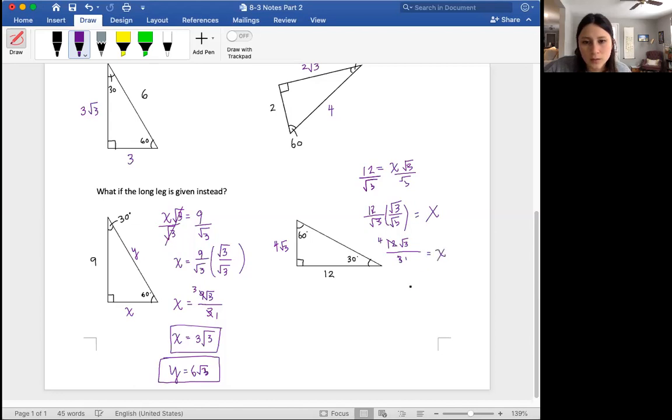And so I'm left with 4 times square root of 3 equals x. And so my long leg, or my hypotenuse, would be double what the short leg is, which would be 8 times square root of 3. Okay, does that make sense? Hopefully it makes sense. So let's go back and take a look at our study guide.